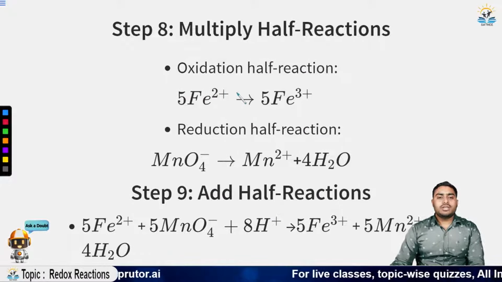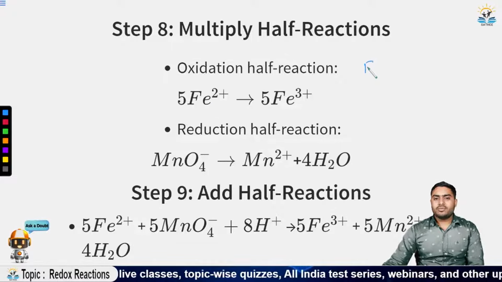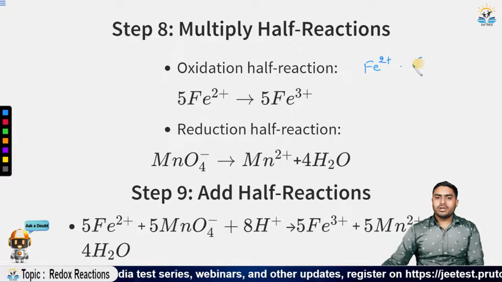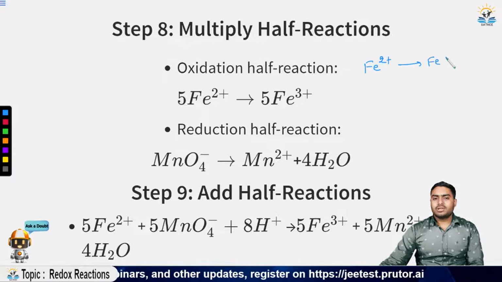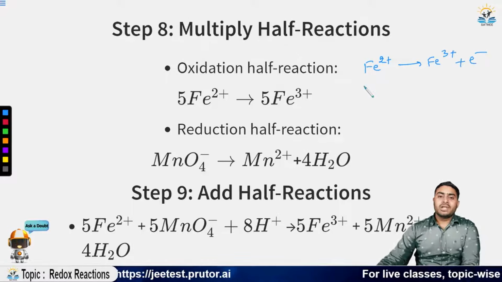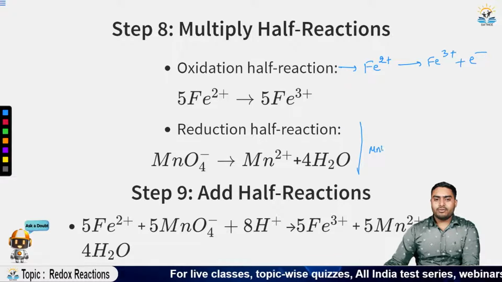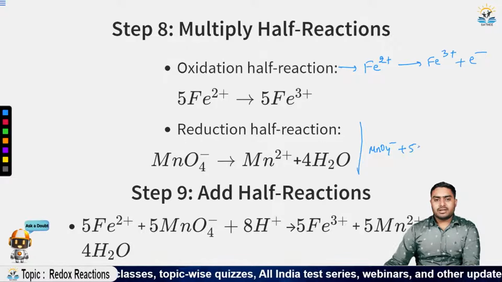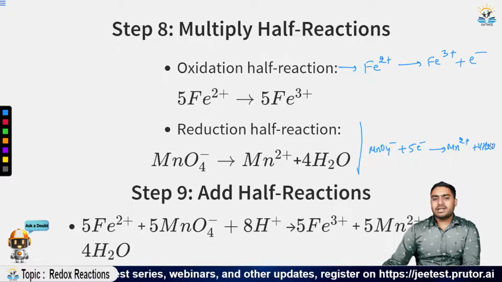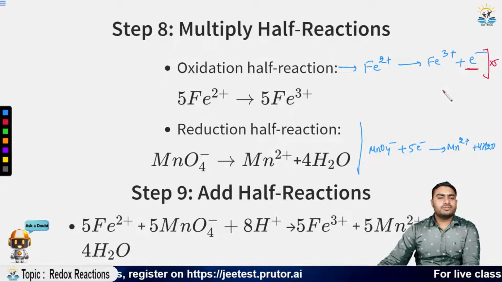Now you can see the oxidation half reaction. Fe2 positive gives Fe3 positive plus electron, and this is the oxidation half reaction. And the reduction half reaction is MnO4 negative plus 5 electrons gives Mn2 positive plus 4H2O. Now it is clearly visible that in the oxidation half reaction the number of electrons is 1, so you can multiply the entire equation with 5 and then you can add.